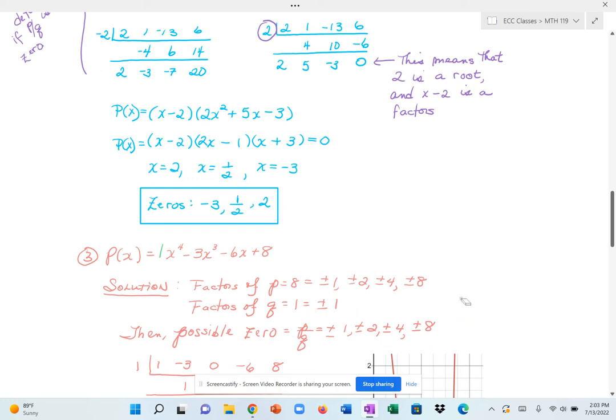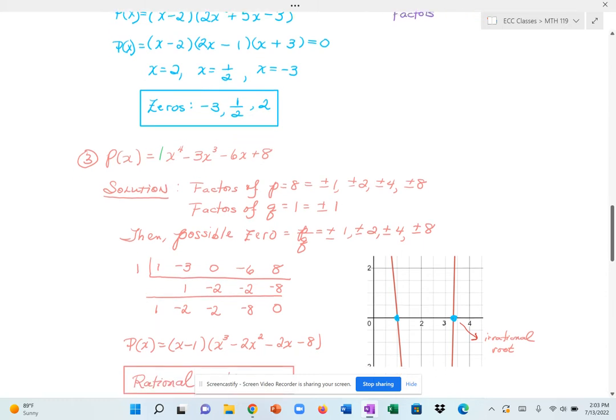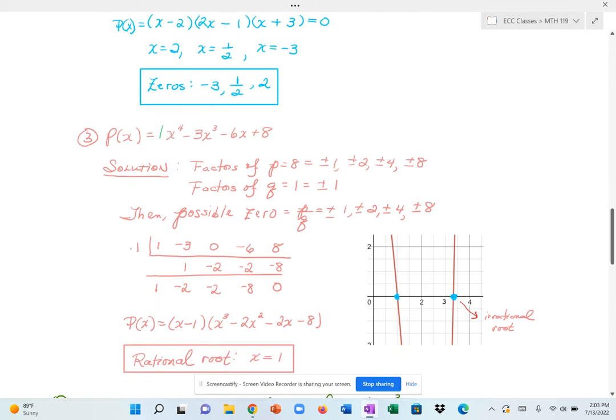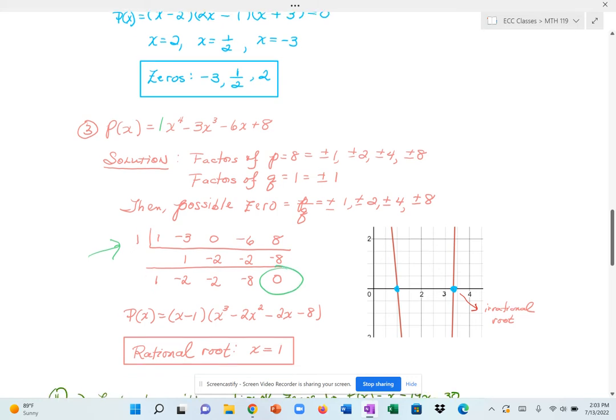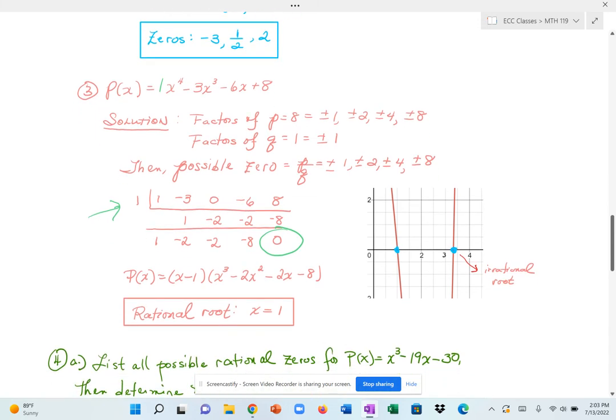And so again, I'll use synthetic division. So here's the work for the number 1, and I have found my root. So when I rewrite this in a different way, I get x minus 1 times, and then all of this gets rewritten as x to the third minus 2x squared minus 2x minus 8.